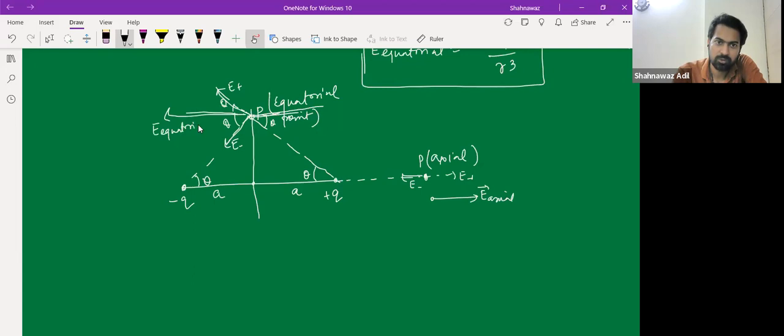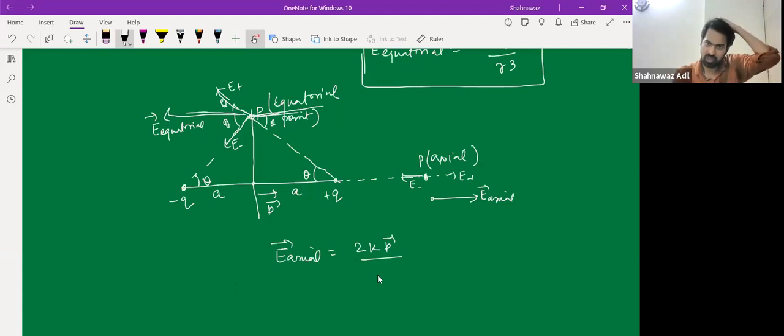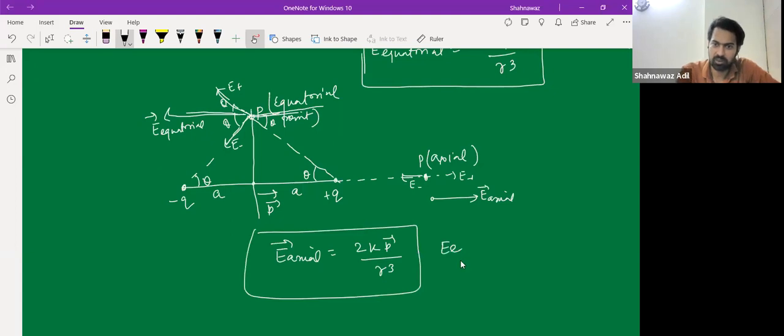Yes. So this was equatorial. And what is the value that we found? We found that E axial was 2kp by R cube, right? And then we also found that E equatorial was minus kp by R cube, right?